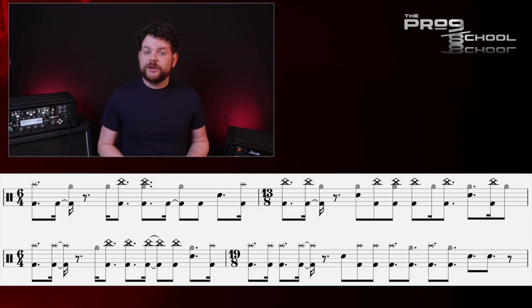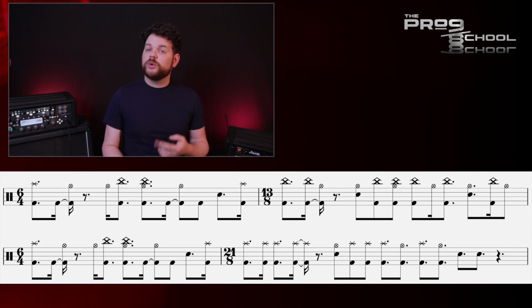In the intro, the entire riff repeats 4 times. The first and third time end with the 19/8, and the second and fourth time end with the 21/8, which just adds 1 extra beat of silence.